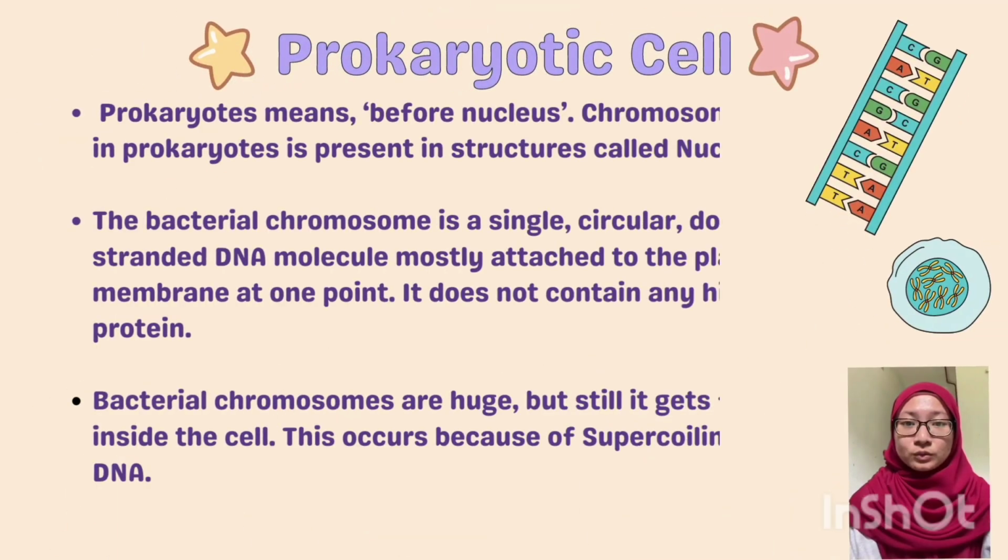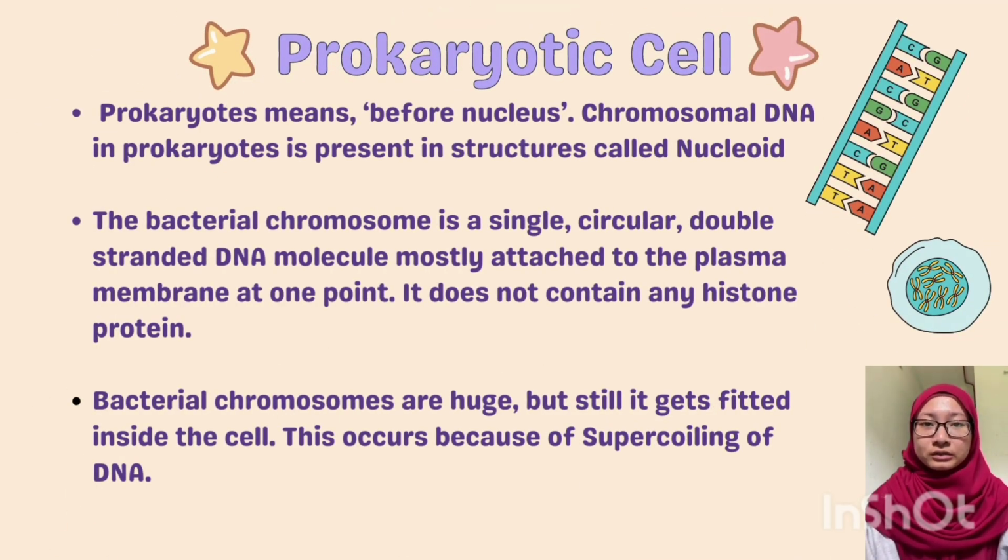For the next one, we will talk about the prokaryotic cell. Did you know prokaryote means before nucleus? Chromosomal DNA in prokaryotes is present in structures called the nucleoid. The bacterial chromosome is a single, circular, double-stranded DNA molecule mostly attached to the plasma membrane at one point. It does not contain any histone protein.